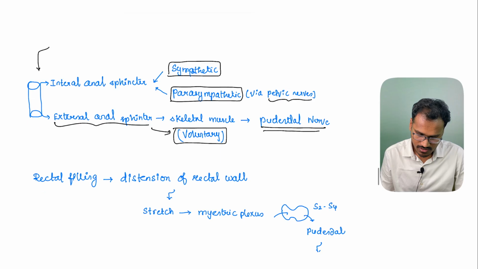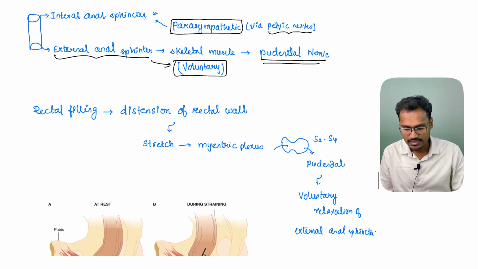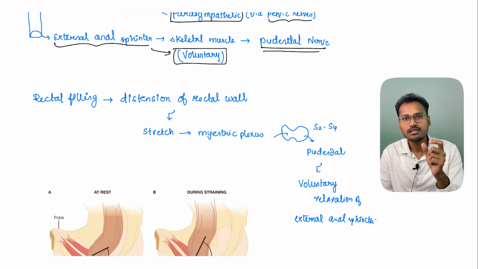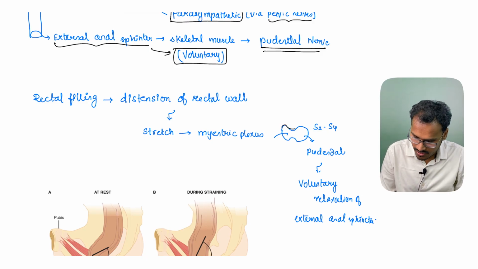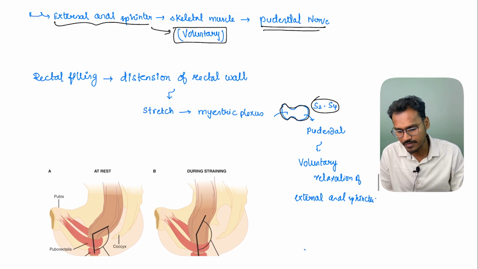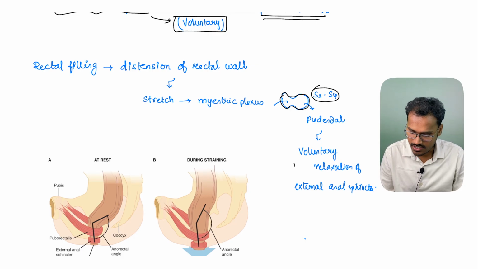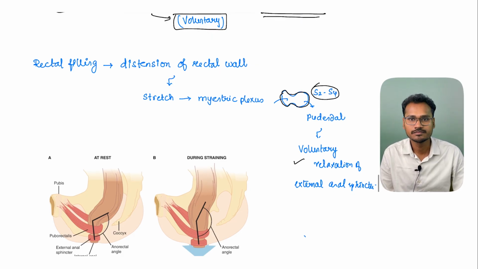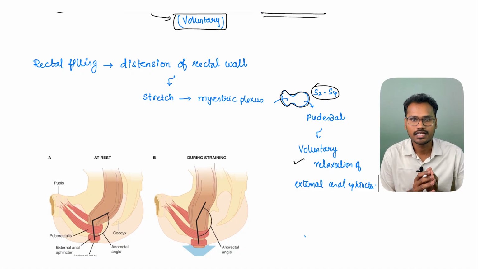Then what happens is, whenever there is rectal filling, there is distension of the rectal wall. This stretch will be sensed by the myenteric plexus and they will send impulses to the spinal cord. From there, through the S2 to S4 segments of the sacrum, the pudendal nerves emerge and there will be voluntary relaxation of the external anal sphincter. So when you think voluntarily, the external anal sphincter can be relaxed easily.